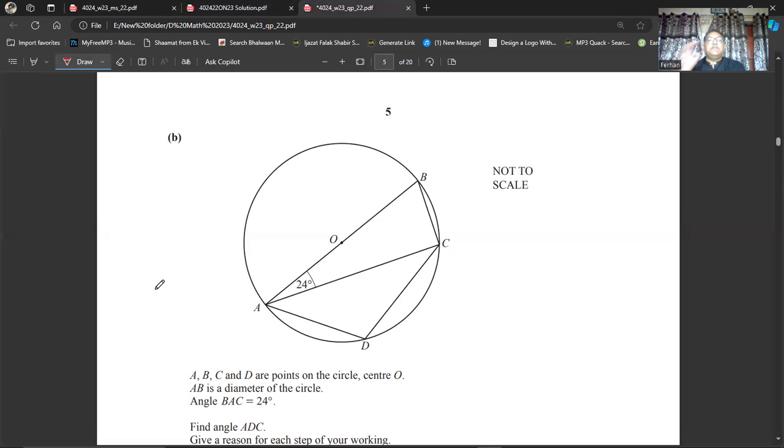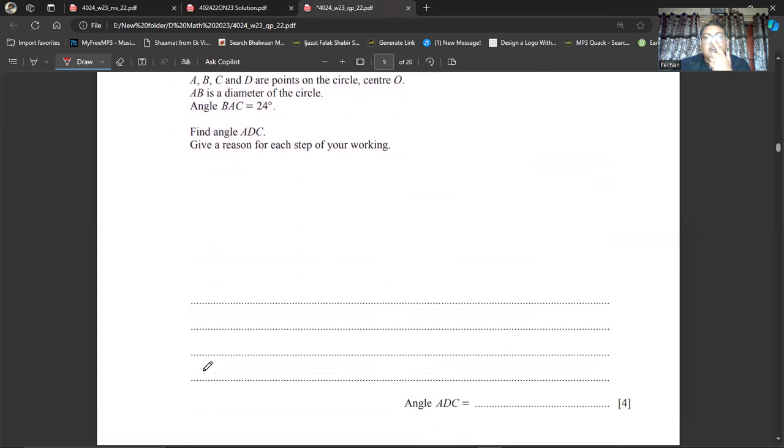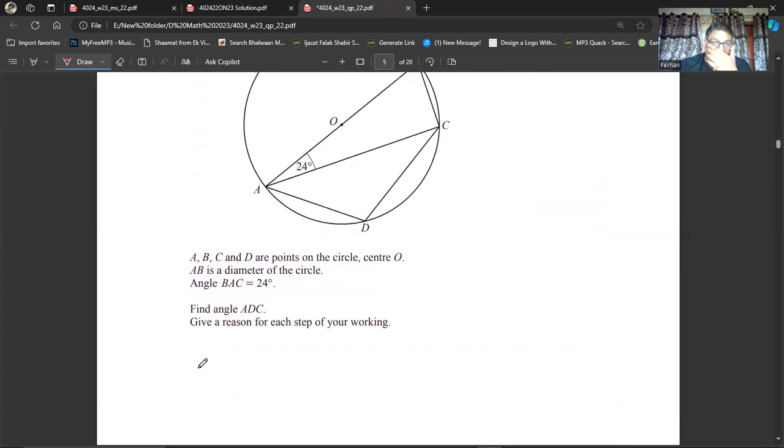He says A, B, C, and D are the points on the circle, center O. AB is the diameter of the circle where the angle BAC is 24. Find the angle ADC. Give a reason for each step of your working. And it's a 4-mark question. The question is, what is this angle? The angle ADC. Usually very simple, straightforward.